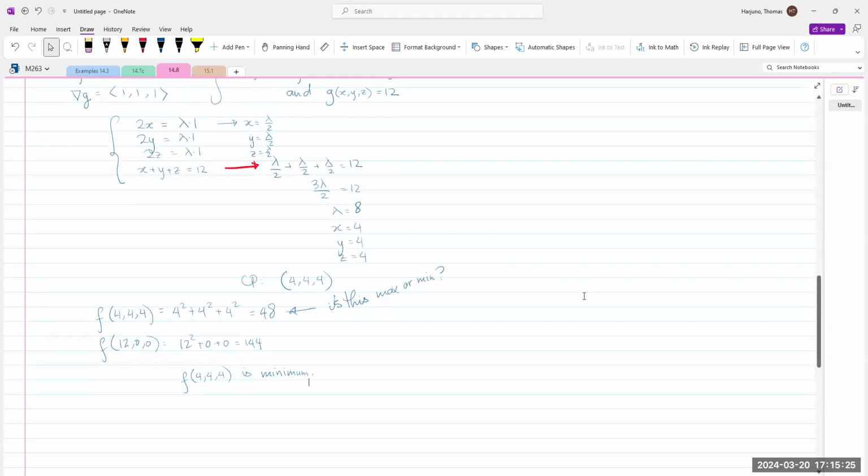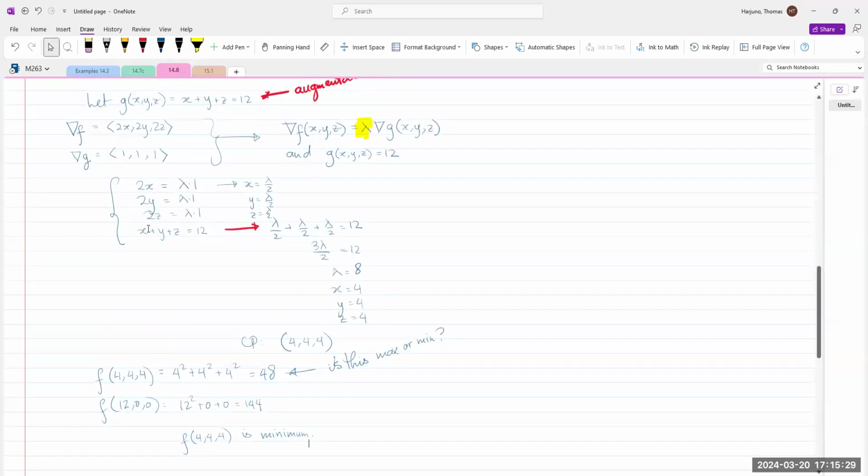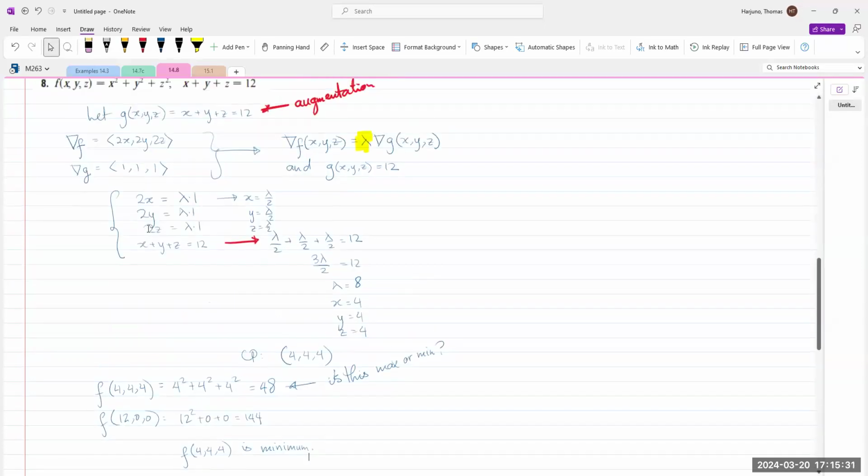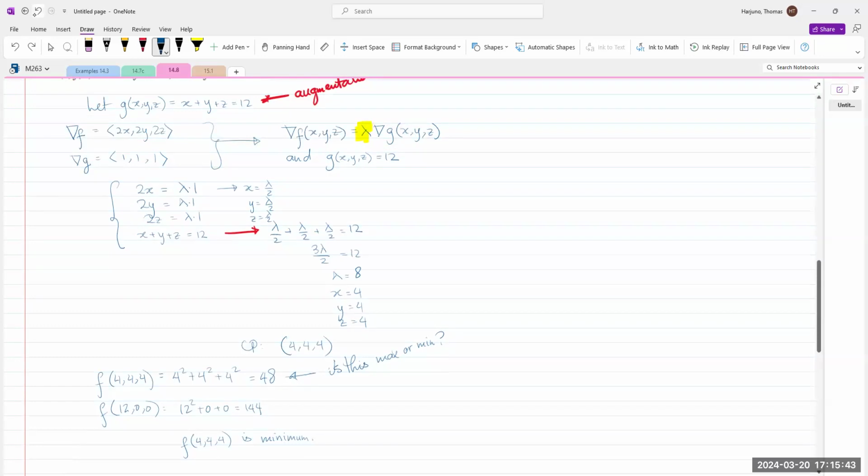So for this question, you see that I solved that system of equations: three variables having something to do with the gradients with lambda, and then the fourth equation coming from the constraint.